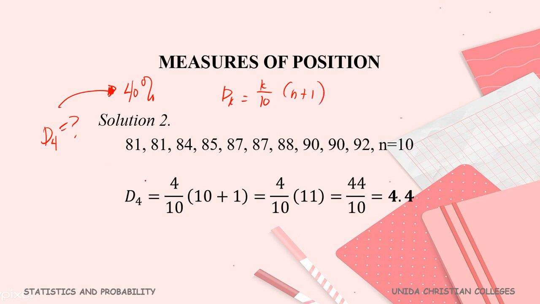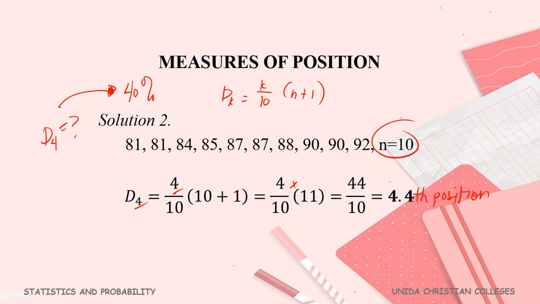So, since you are solving for the fourth decile, your k will be 4. Copy, divide 10. Tapos, n is 10. So, 10 plus 1, which is 11. Multiply the numerator to the whole number. Copy the denominator. 4 times 11, 44. Divided by 10, we have 4.4 position. So, yan na po yung mismong position natin. Hindi po natin gagalawin kapag linear interpolation.